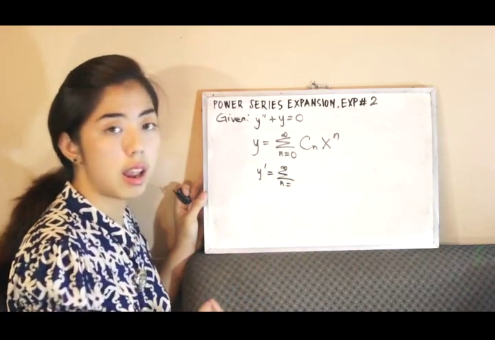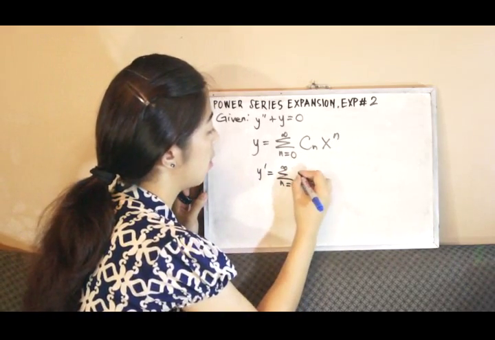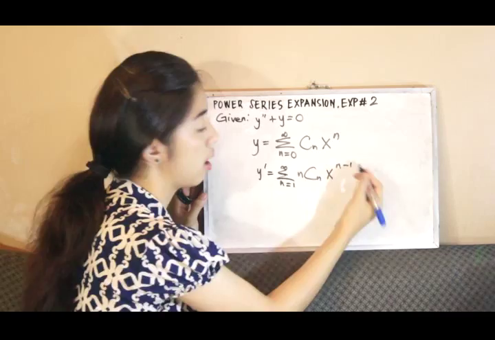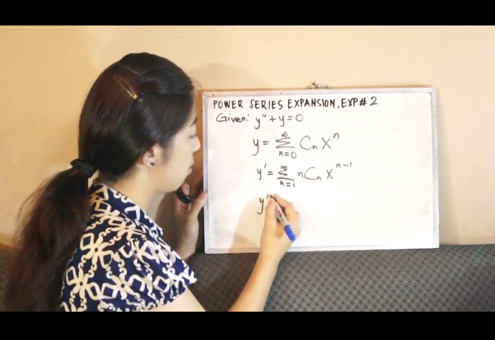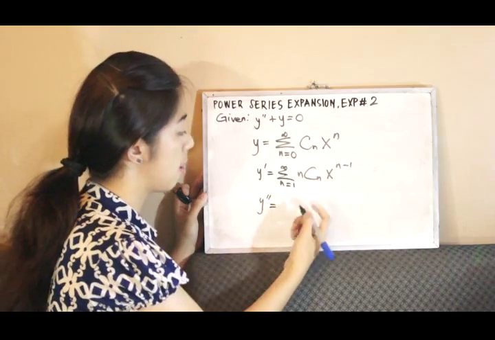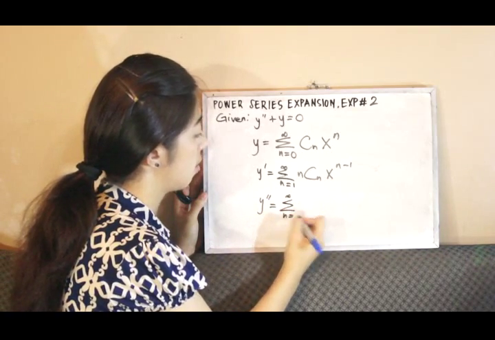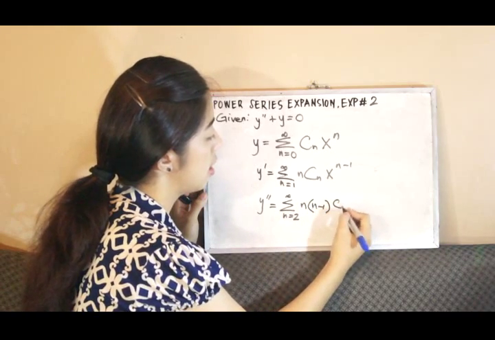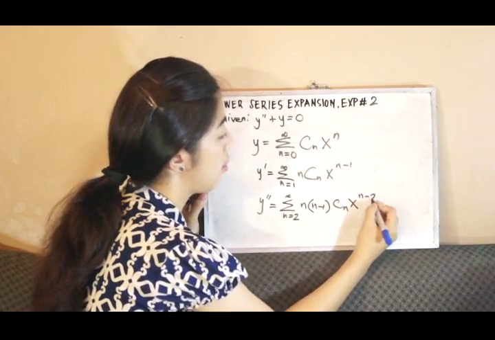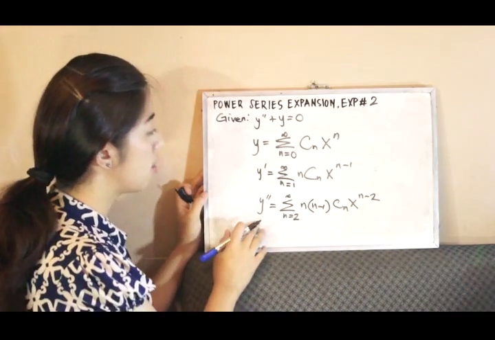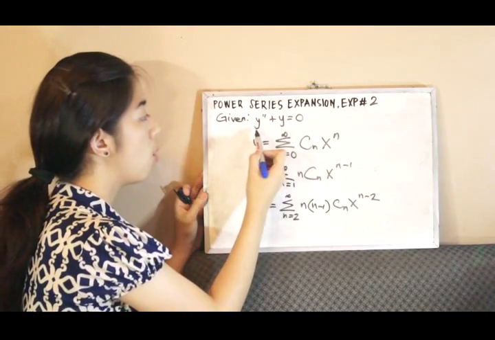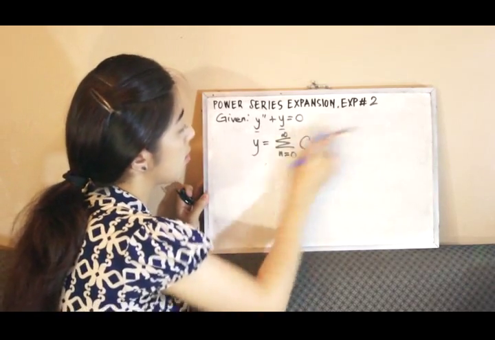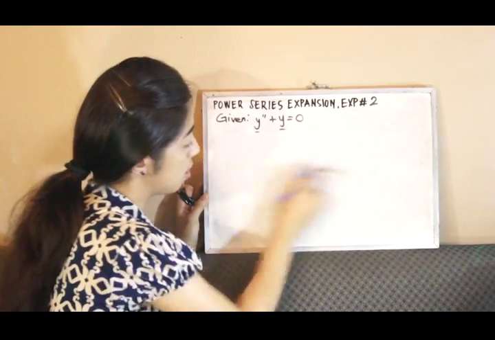summation where n is equal to 1, and deriving this equation, we will have n c sub n x raised to n minus 1. And further, we will have y double prime, deriving this part, the summation n is equal to 2, n multiplied by n minus 1, c sub n x raised to n minus 2. So following this, we have in our problem y double prime and y. So we will substitute that in the form of the equation.